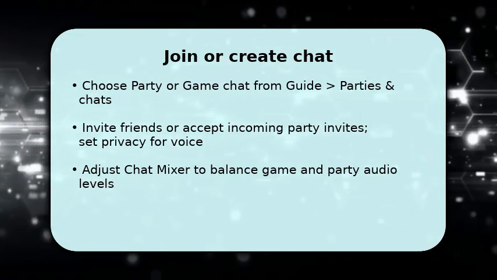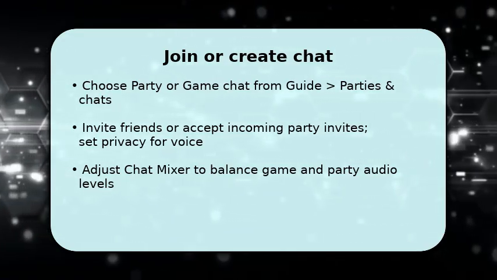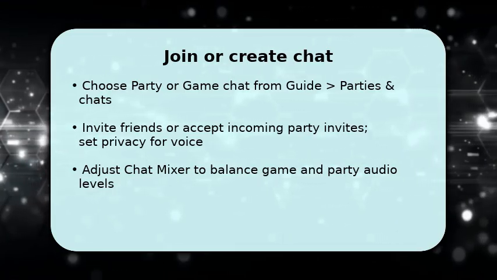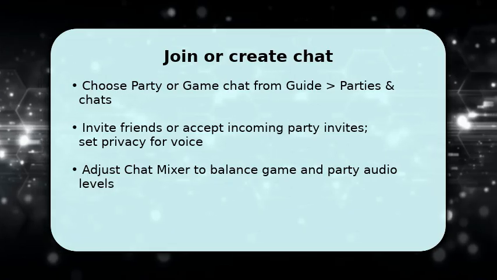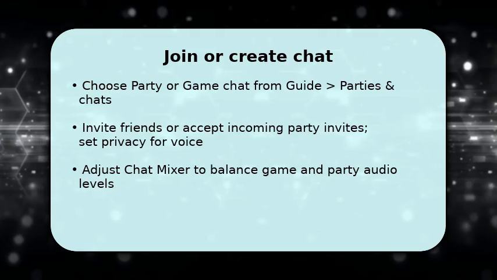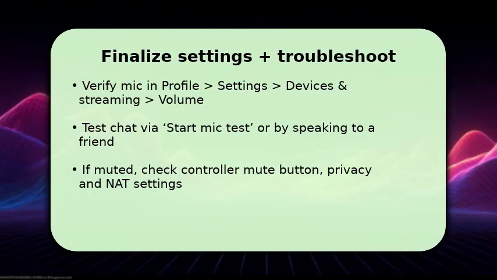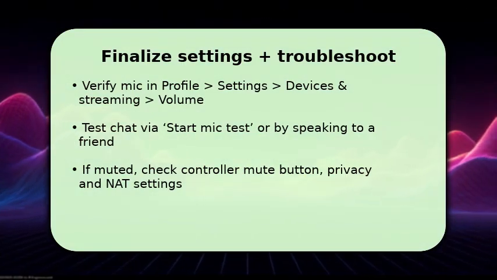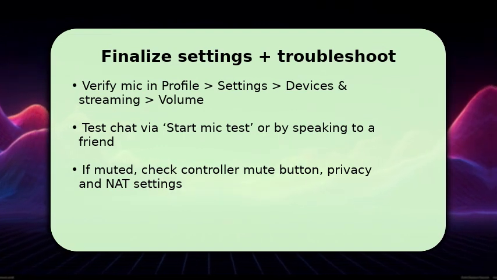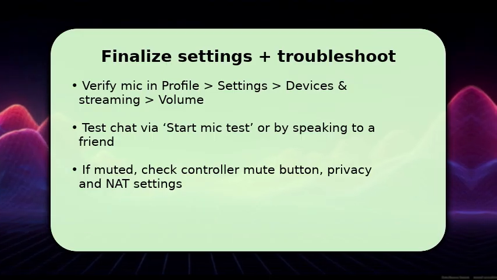Next, fine-tune the chat mixer so game audio and party voice are balanced. Doing this prevents clipping or drowned voices. If using Connect, set voice location and sensitivity so the system picks up your microphone clearly. Finish by confirming your mic is selected under Devices and Streaming and run a mic test so you hear how you sound. Then confirm party roles and mute statuses.